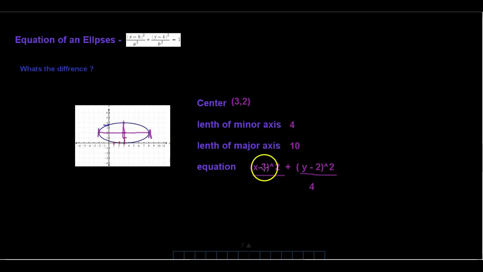Now we're going to move on to the length of the major axis and figure out its stretch factor and what's going to go over the x component. Half of 10 is 5, so that's going to be the length from here to here, half the length of the major axis, and 5 squared is 25.